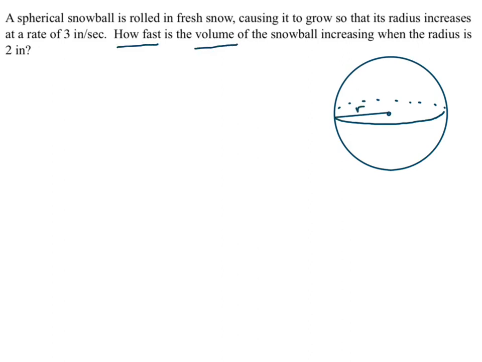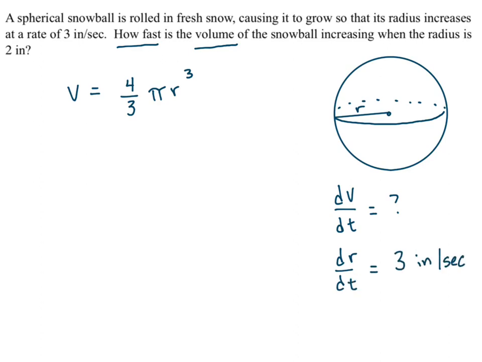They want to know how fast is the volume increasing. So I'm going to use my volume formula for a sphere, and that's 4/3 pi r cubed. And they want me to find dV/dt, how fast is the volume changing, my rate of change for that. And then dr/dt they gave me, they said that was 3 inches per second, and then specifically when the radius was 2. So that's my fixed value for r. So I'm going to find the derivative of this to get my related rates equation.